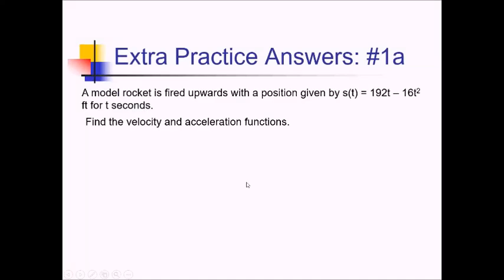For this set of problems, we have a model rocket being fired upward with a position given by this s of t function, and we've got feet for distance, seconds for time. First part of the problem, we want to find velocity and acceleration functions. For velocity, we just need the derivative of position, so that's going to be s prime, which is going to be 192 minus 32t. Acceleration then is just going to be the derivative of velocity, or the second derivative of position, so that just becomes negative 32.